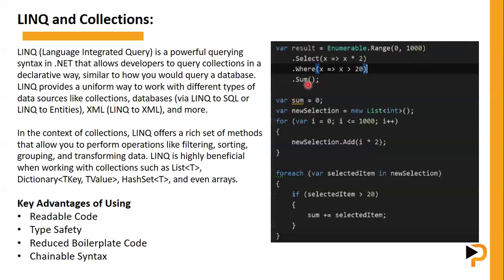To implement this particular code in a normal way, we need this many lines of code. We have to declare the sum first, then declare the selection, then add the values which are multiples of 2 to the selection. Then we iterate that collection again because we want to find the values greater than 20. If we find values greater than 20, then we do the sum of it. The same code implementation happens here by means of a LINQ query, which is so simple.